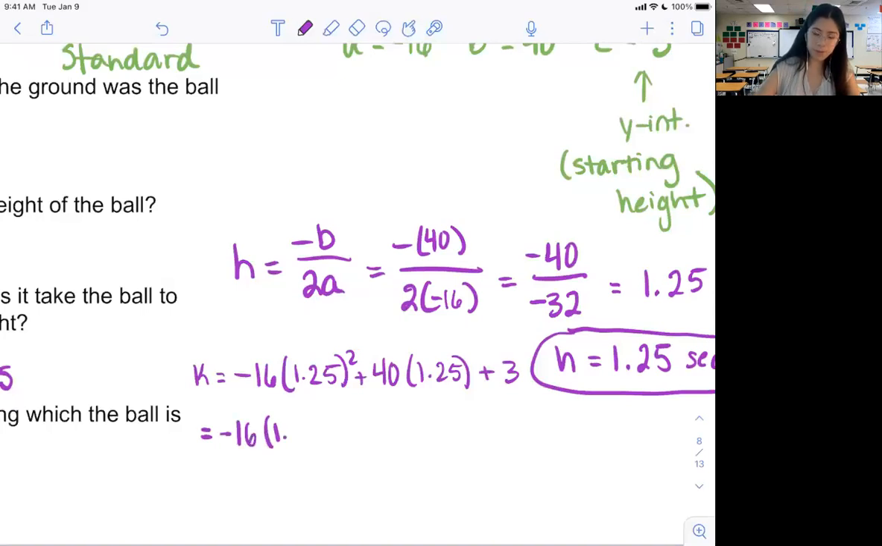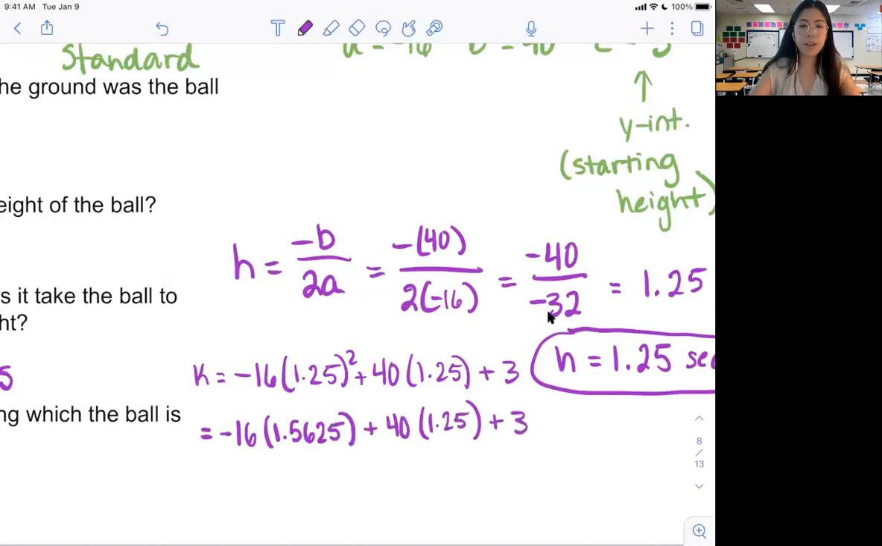We get 1.5625. Now I'm just going to bring everything else down. I'm not going to do it all at once. If you try to do it all at once, that's just an opportunity to make mistakes. Now I can multiply, and I'm doing negative 16 times 1.5625.